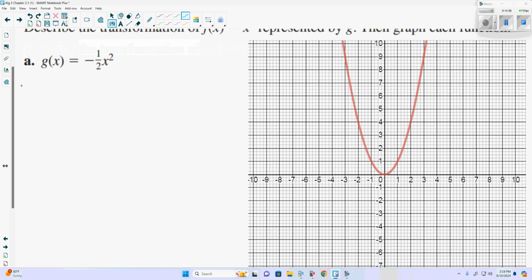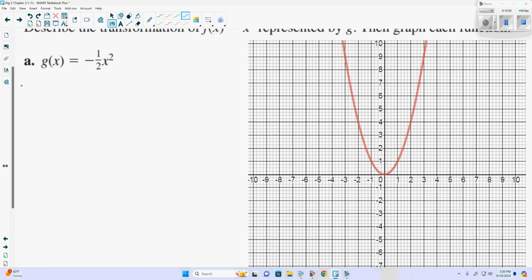Let's look at these here, because again, I think once we see an example of it, it's going to make more sense than just words on a page. So, here we have negative 1/2 x squared. We have two transformations. The negative 1/2 looks like it should be a single transformation, but it's actually two. We have the negative and we have the 1/2.